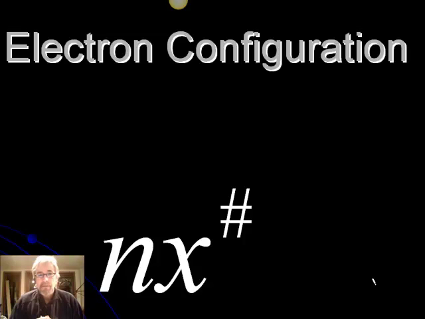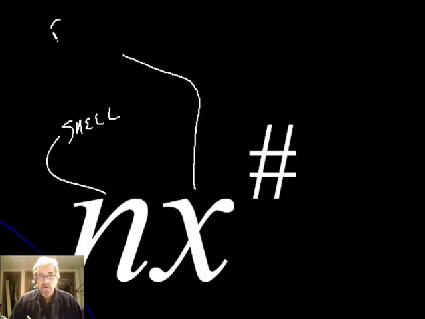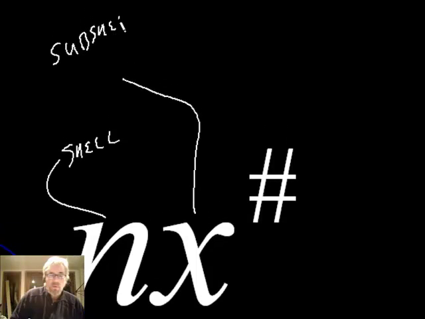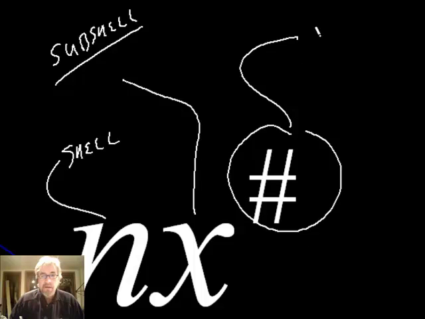Now, in electron configuration notation, we write down something in this format: n, then x, and then a number. So what do these letters stand for? n stands for the shell. So this is the principal quantum number, 1, 2, 3, 4, 5, up to infinity. x stands for the subshell. And here we're using the subshell's letter designation, so s, p, d, or f. And then the number here is the population in this subshell, how many electrons are there. So that's the population of the subshell.